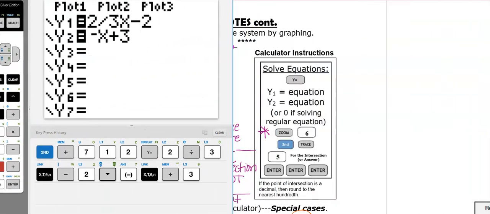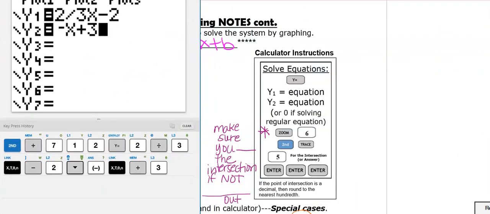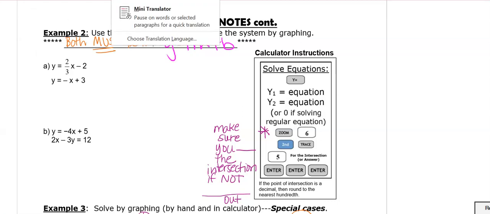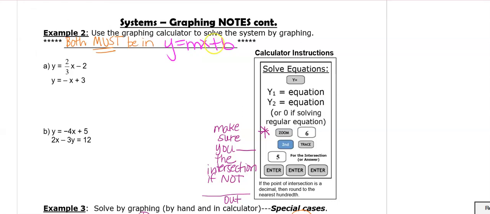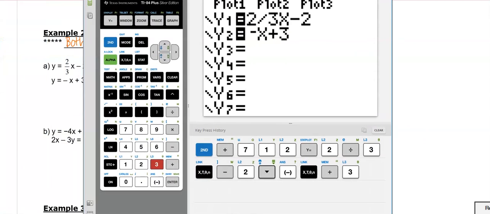Then the next set of instructions tell us to zoom 6 and make sure that you see the intersection. If not, you have to zoom out. So that's really, really important. In order for it to trace the intersection, you have to actually see the intersection on the screen. So I'm going to hit graph right here.